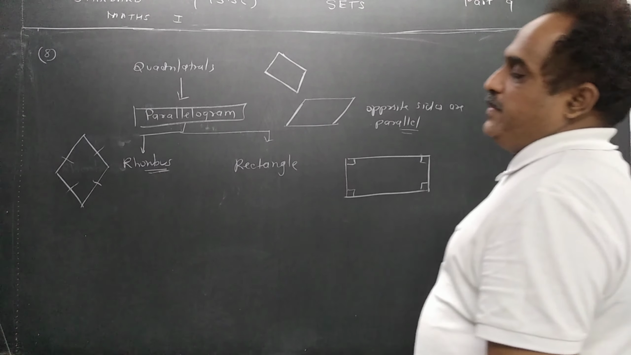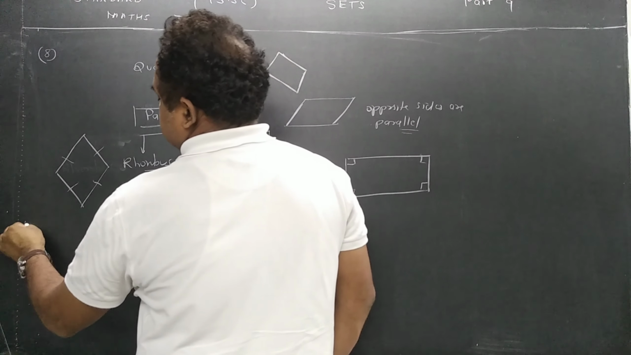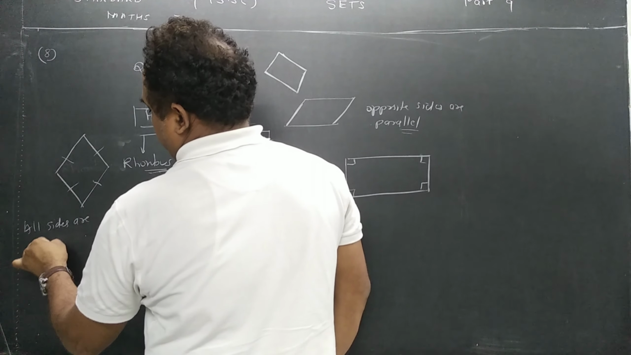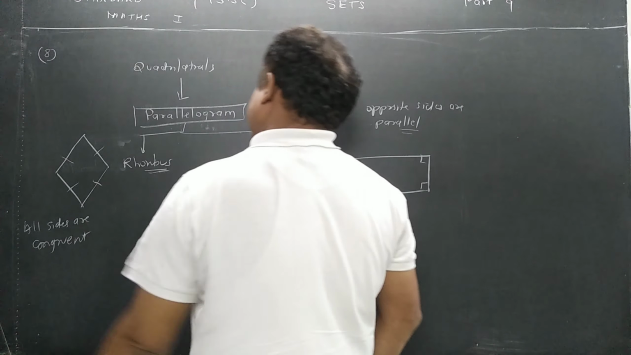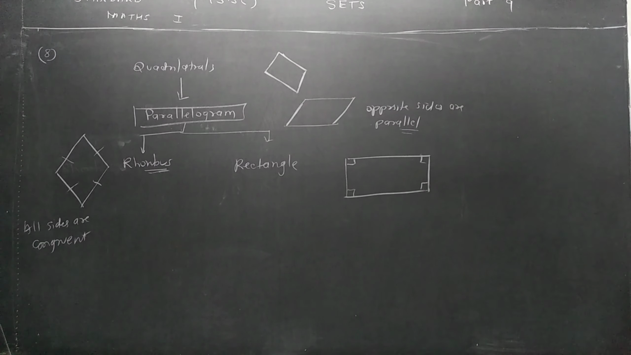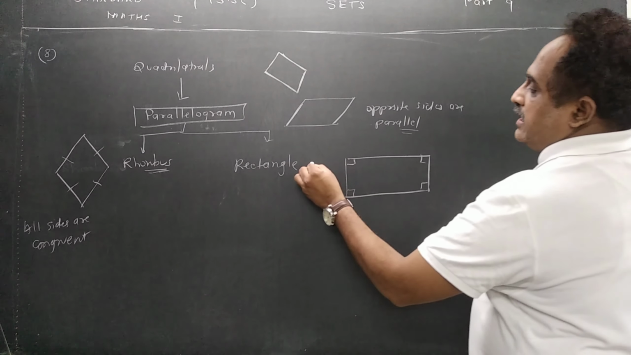Rectangle. तो यहां पे हम लोग प्रॉपर्टी लिख सकते हैं, all sides are congruent. That's it. All sides are congruent. That is called as rhombus. Here, what I can write about rectangle?